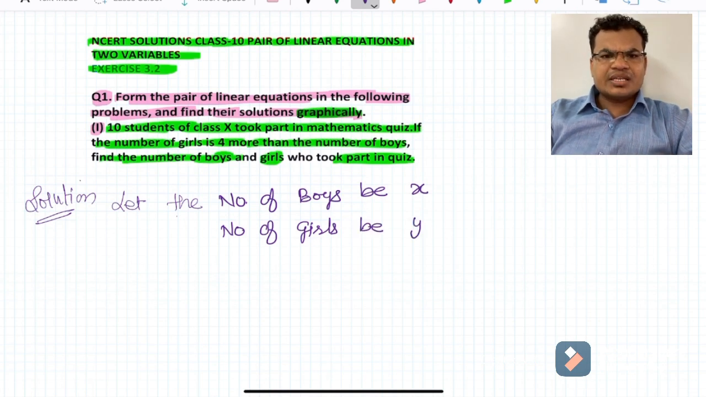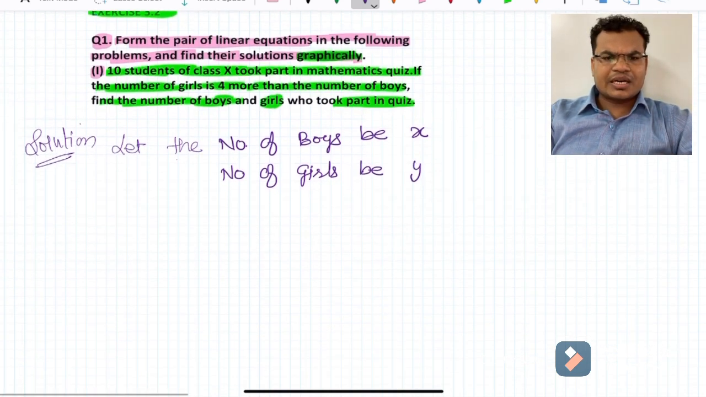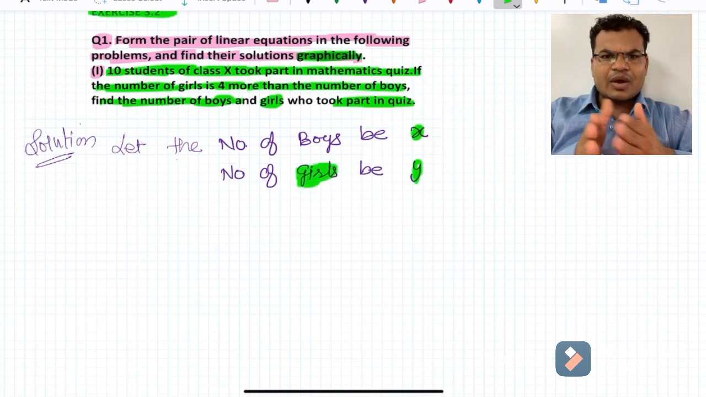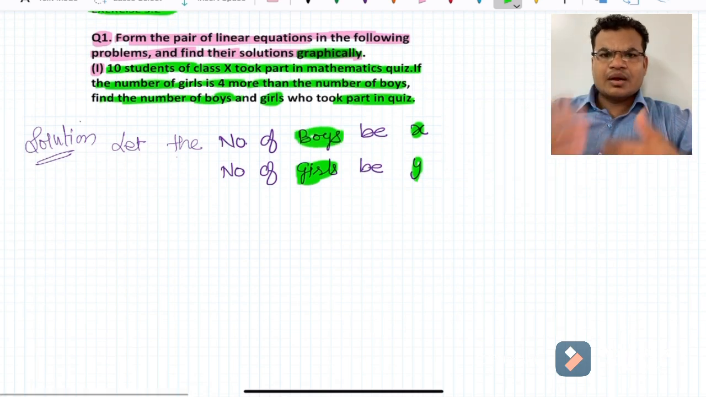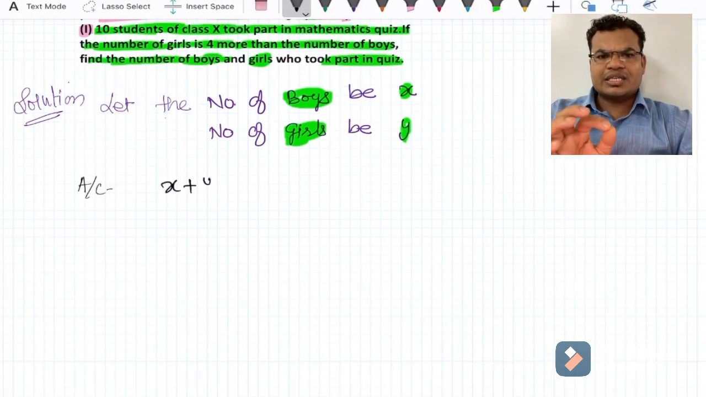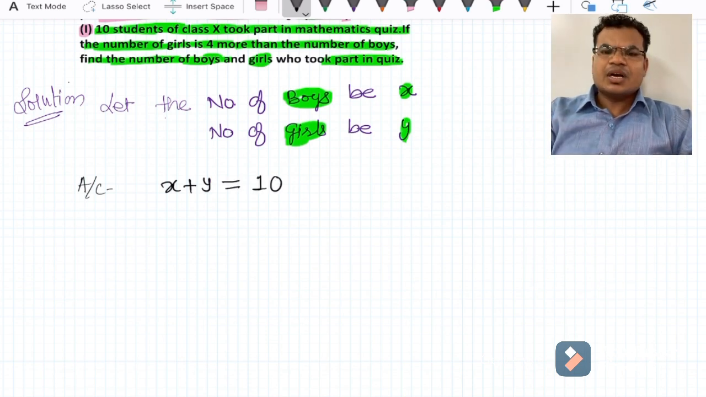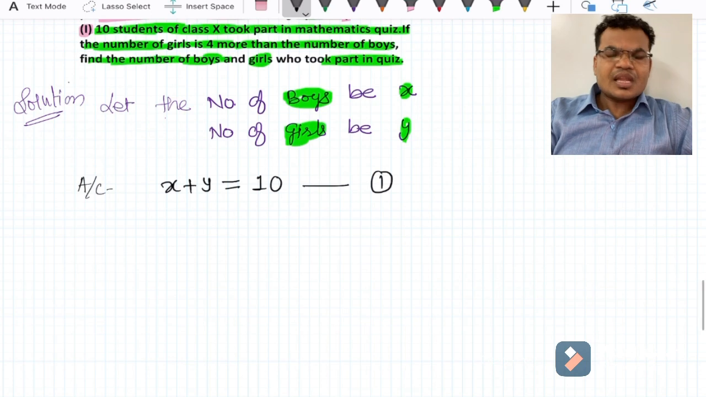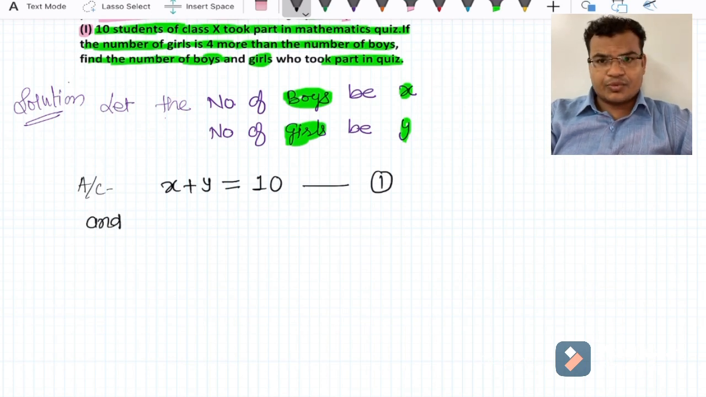Now one condition is there. There are a total of 10 students participating in the mathematics quiz. So x plus y, the number of boys and girls, the total will become 10, because boys and girls together make 10. According to the condition, x plus y, the number of girls and boys, is equal to 10. So the first equation is x plus y equals 10. This is equation number 1.